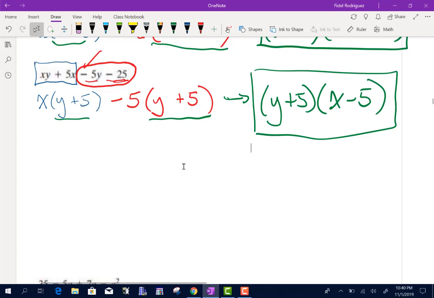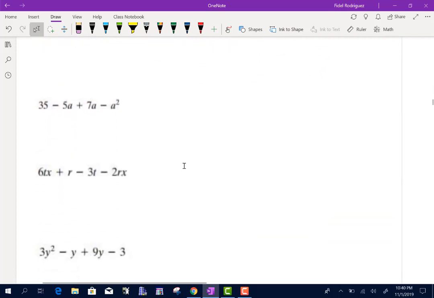Good. Let me keep scrolling down here and see what else we have. I'll grab my pen once again. So again, I'm going to box these first 2. Excuse me. I'm going to take a look here and say, between 35 and 5A, what do they both have, or what can be divided into both? The number 5. So 5 goes into 35 7 times. If I take out the 5 from here, I'm still left with the minus A.